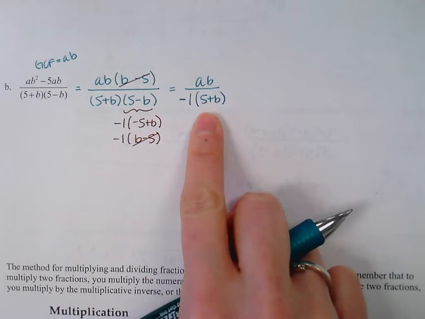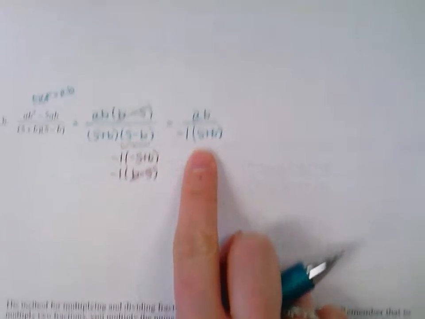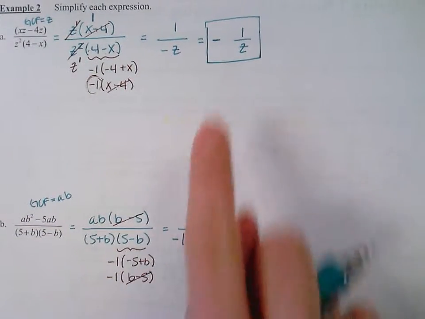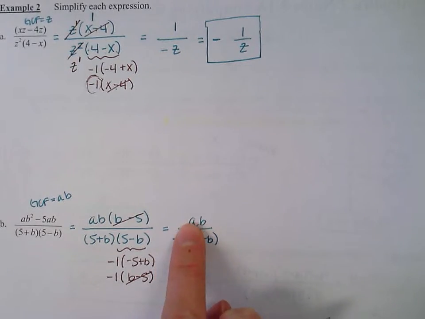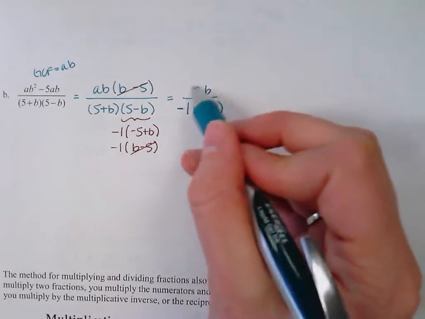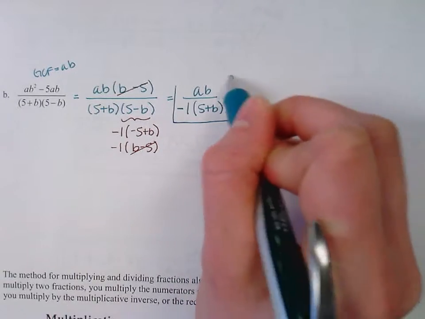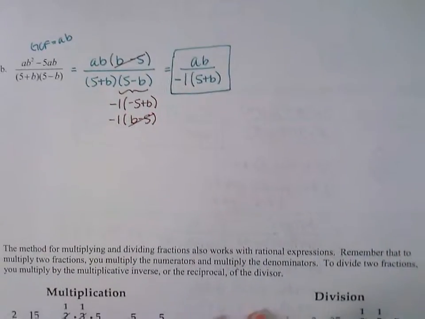You can certainly leave it like this. Again, you can put the negative in front of the fraction like I did here. You could put the negative on top with the AB, as long as you have that negative somewhere in your fraction to show that the fraction is negative.